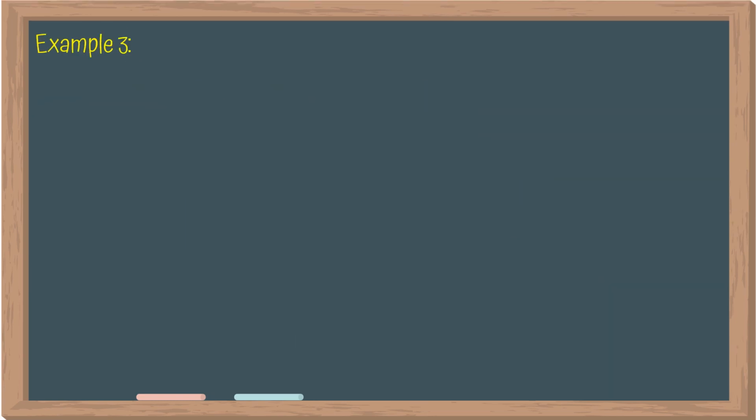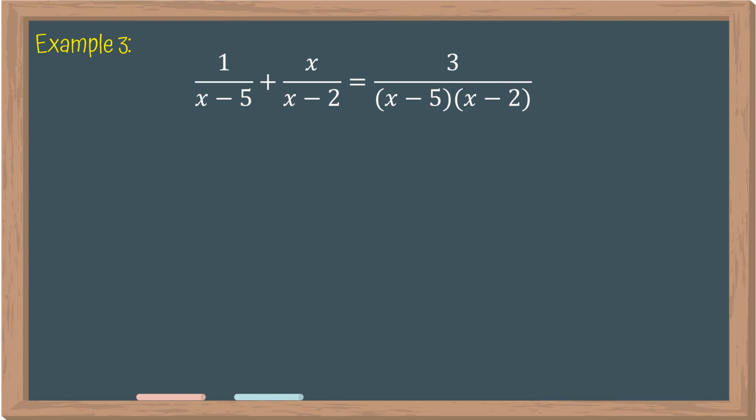Okay, so let us have another example. We have 1 over x minus 5 plus x over x minus 2 is equal to 3 over x minus 5 times x minus 2. So, what could our LCD be in this case? If you notice, the denominator on our right side is the product of x minus 5 and x minus 2, which happen to be the denominators of the terms on our left side, x minus 5 and x minus 2.